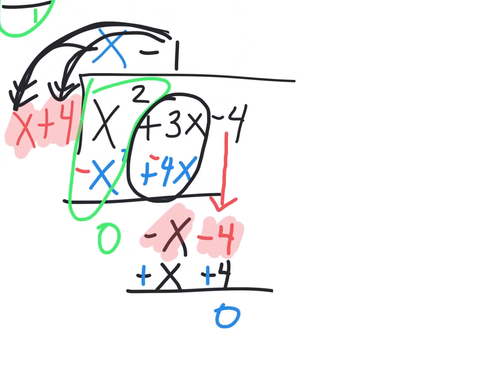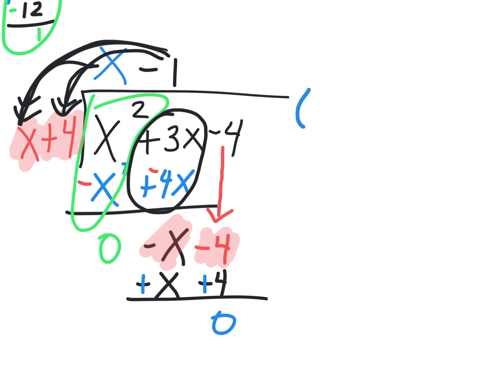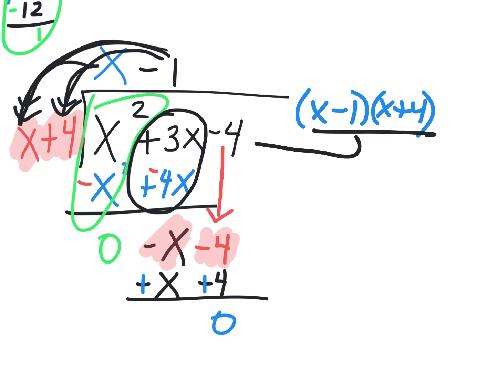And that means that we just factored it, and x minus 1 times x plus 4 plus the remainder of 0. You can put plus 0 if you want, but it'd be kind of useless. That is that factored. That's just a different way to factor.